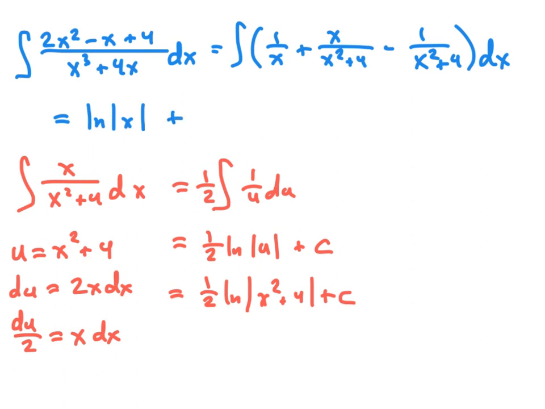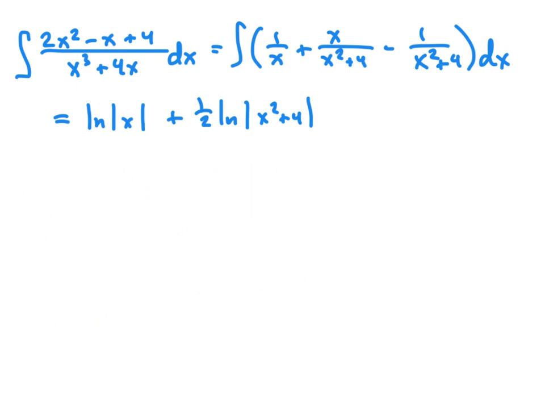And if you would like, notice that you could leave off the absolute value bars in this particular case, since x squared plus 4 will always be positive. But we'll leave it here just to be absolutely complete. But they can be omitted from the second term.